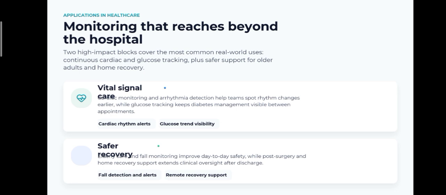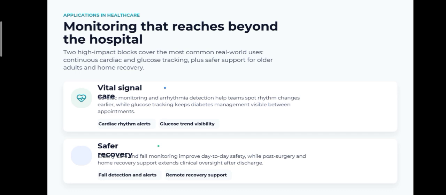Applications in healthcare. Smart healthcare monitoring has many practical applications. Cardiac monitoring systems can detect abnormal heart rhythms early. Continuous glucose monitoring helps manage diabetes. Fall detection systems improve safety for elderly individuals. Remote recovery monitoring supports patients after surgery, reducing the need for frequent hospital visits.